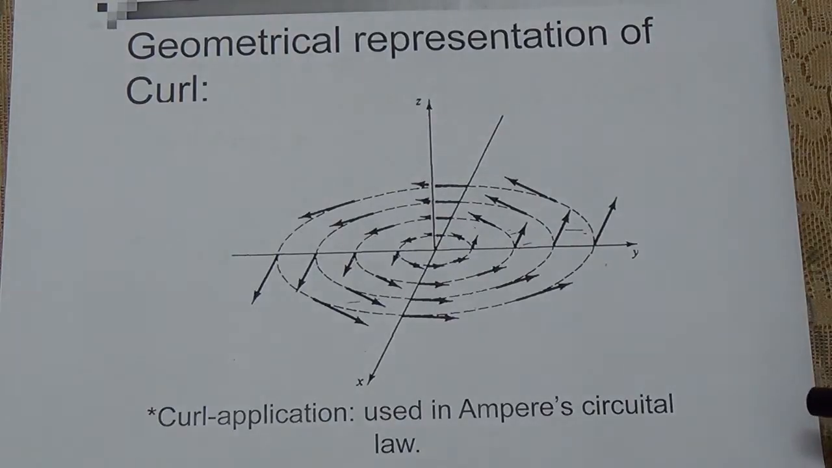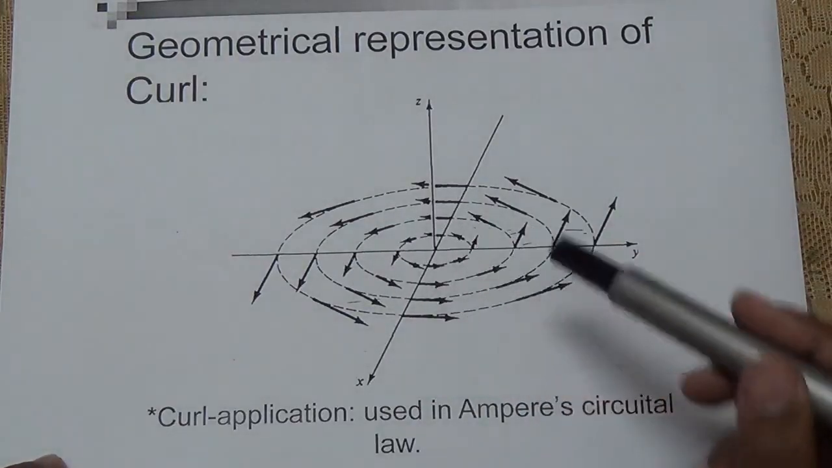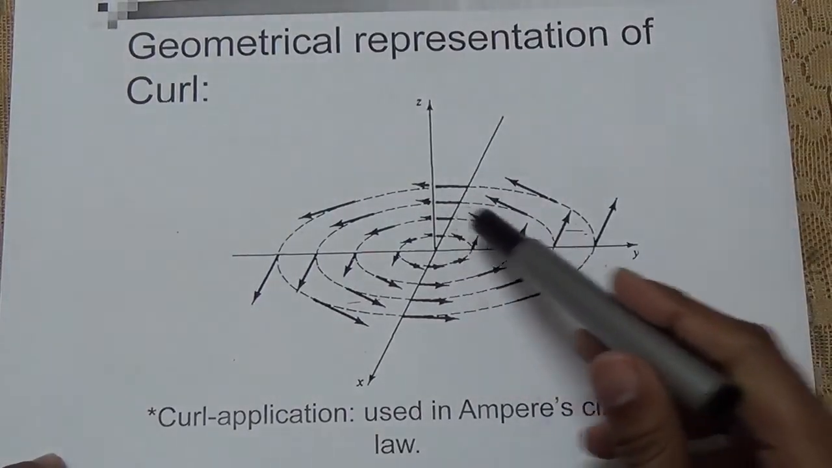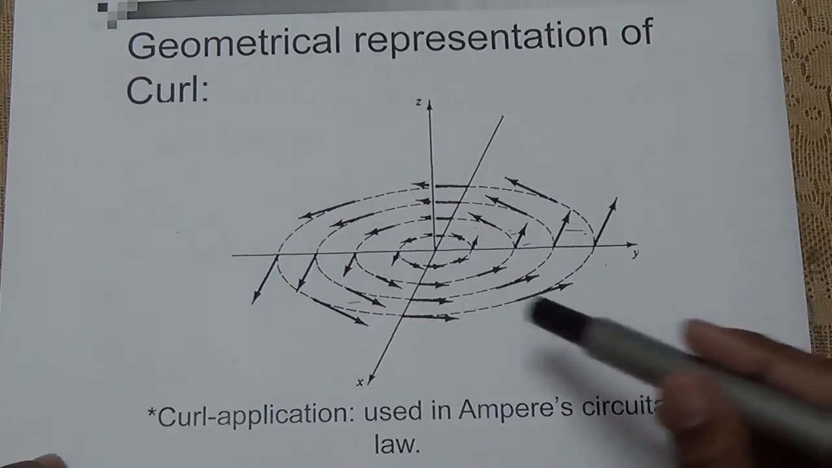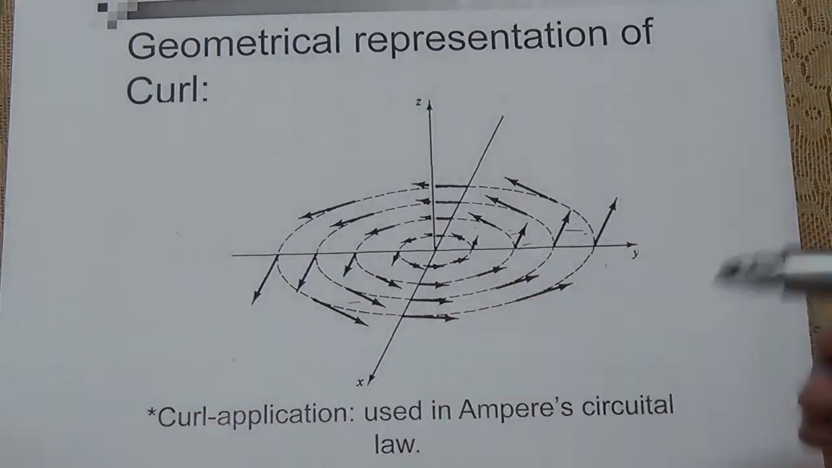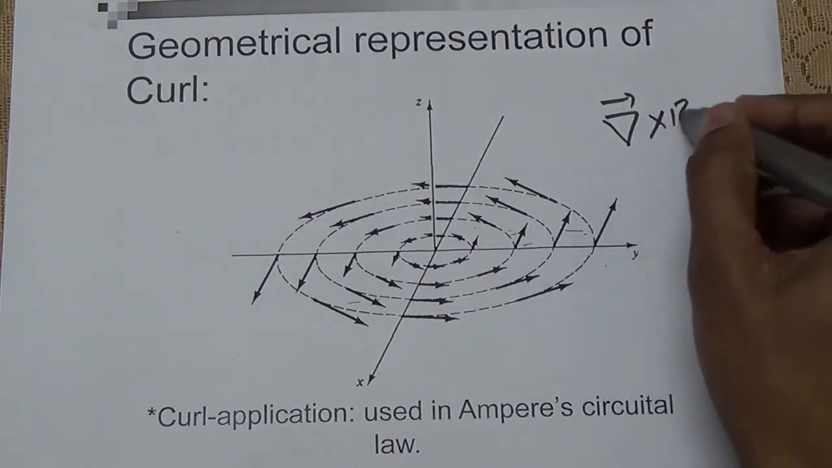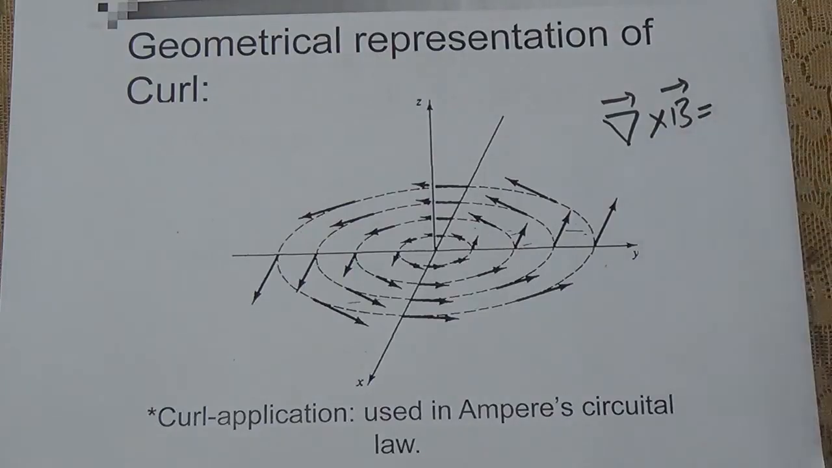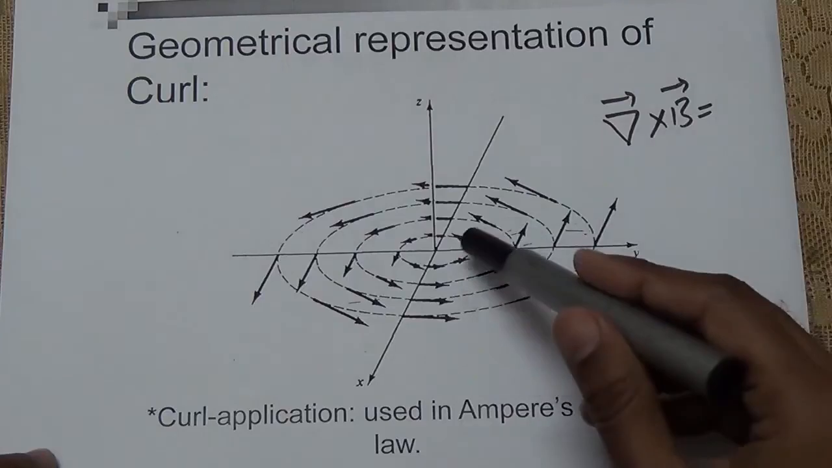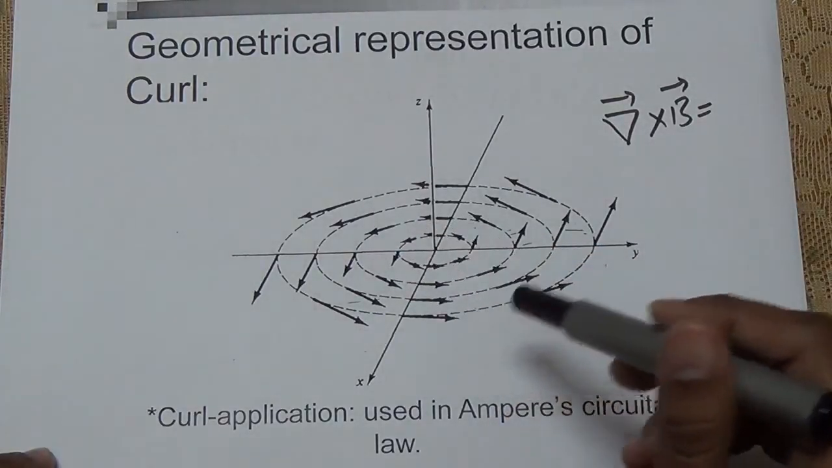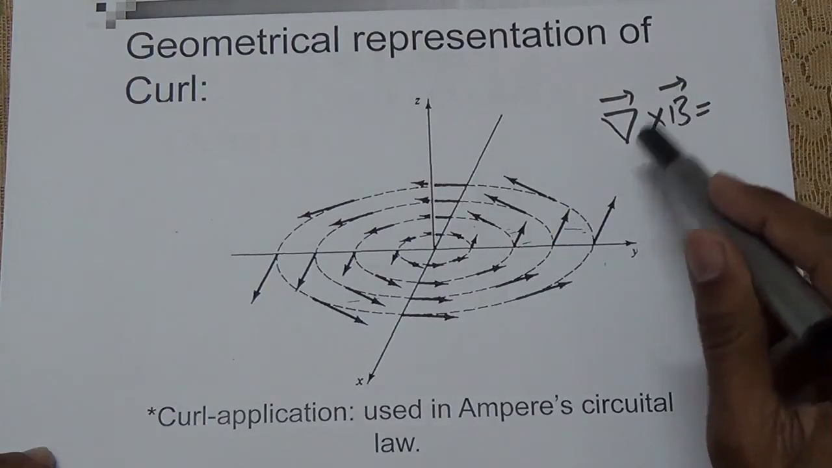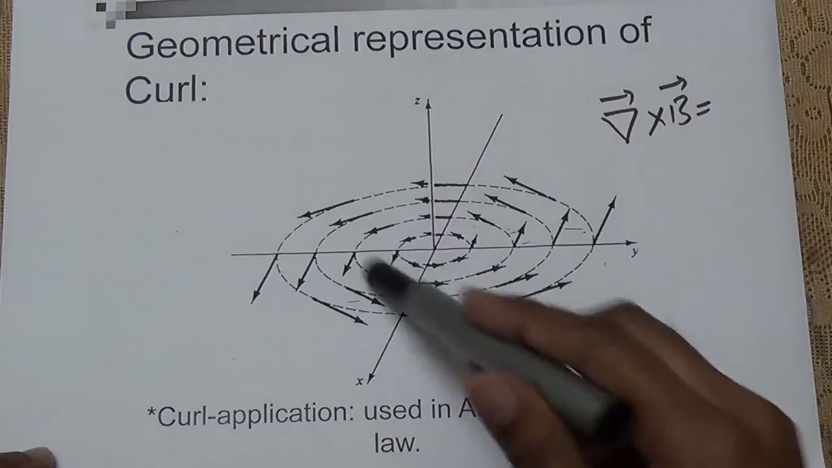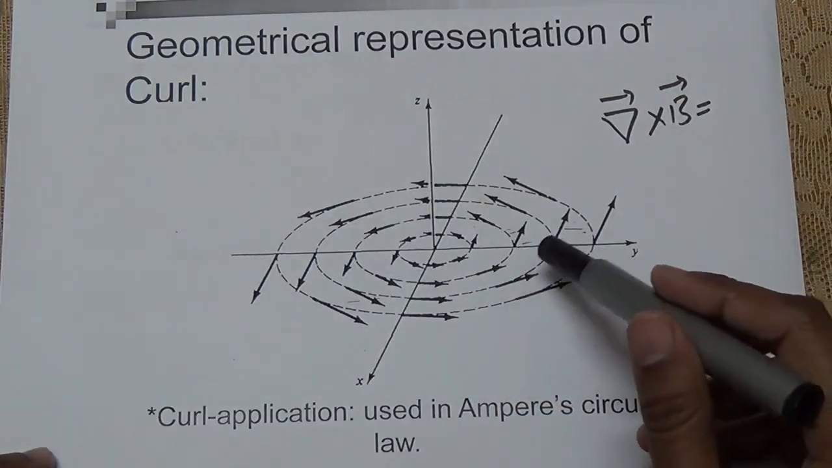So this is the physical picture of the field. In case of Ampere's law, this is a current carrying conductor, and a magnetic field develops around this current conductor in this way. So here we can use the curl, del cross B. With this we can find the rate of rotation of this field. With the help of this curl operator we can find out the rate of rotation of this vector field, the magnetic field, direction as well as magnitude at any point.